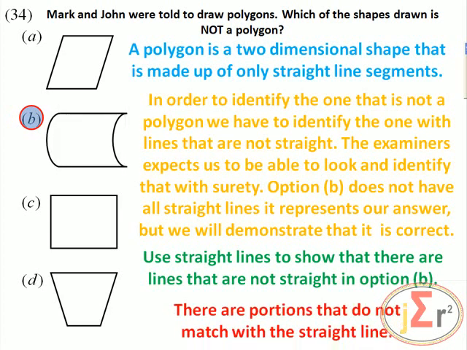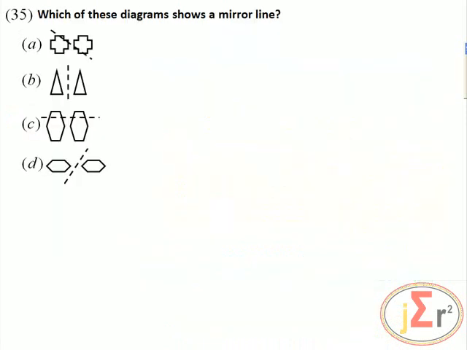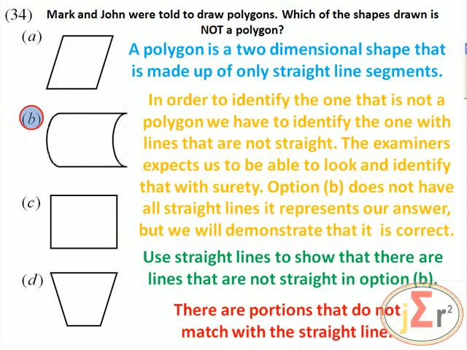There are portions that do not match with the straight line. So we have portions that do not match with the straight lines. And as a result, option B is not a polygon. It does not have all straight lines.